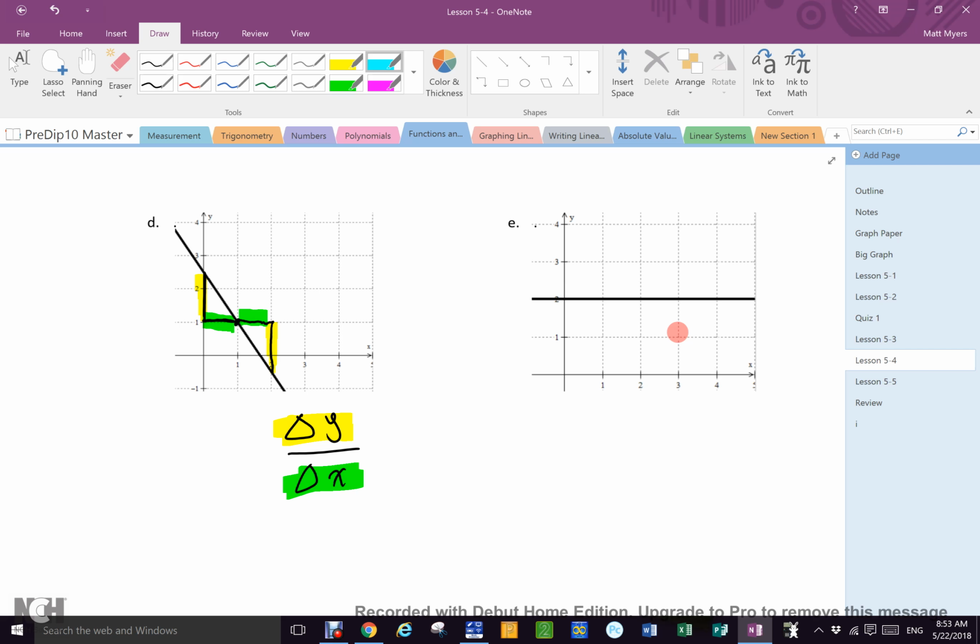Yes, because something is still changing, isn't it? But it's change in y over change in x, right? So the change in x is what? X changes every time: +1, +1, +1, right? So x is changing by 1. What is y changing by? 0. Is it always going to be that way? Yes. So that's linear because the rate of change is 0 over 1.